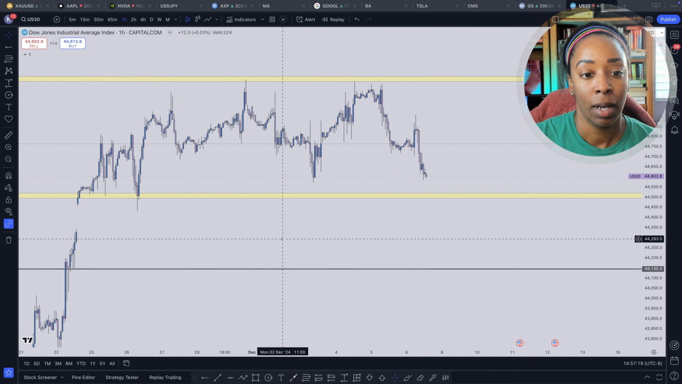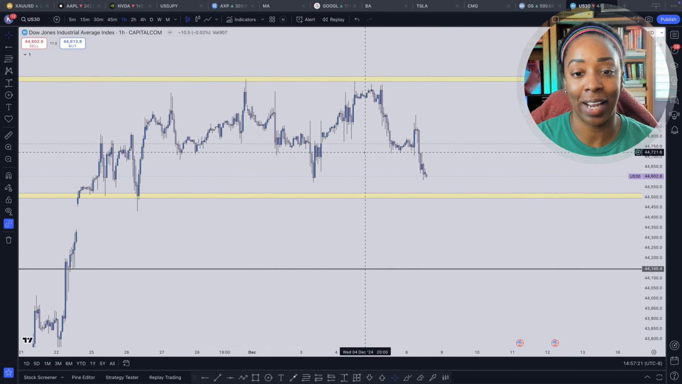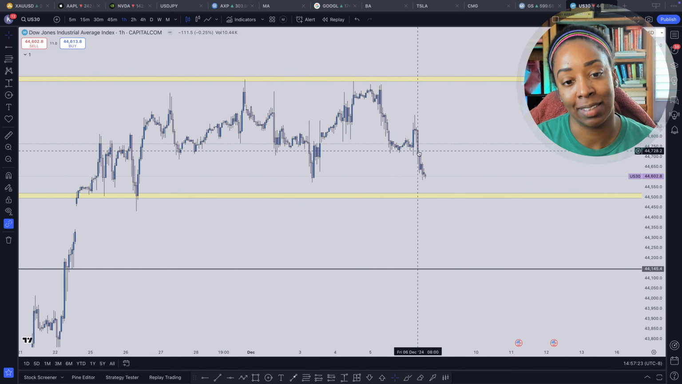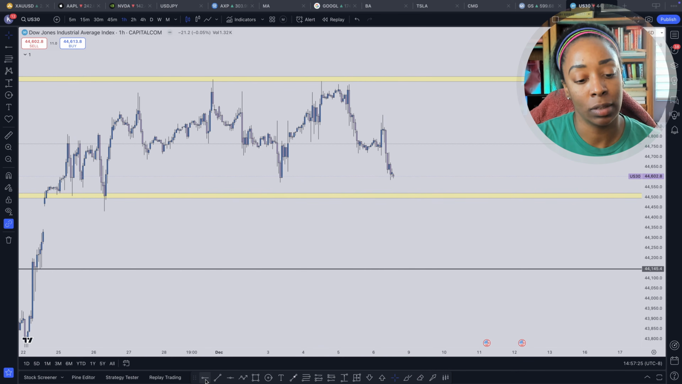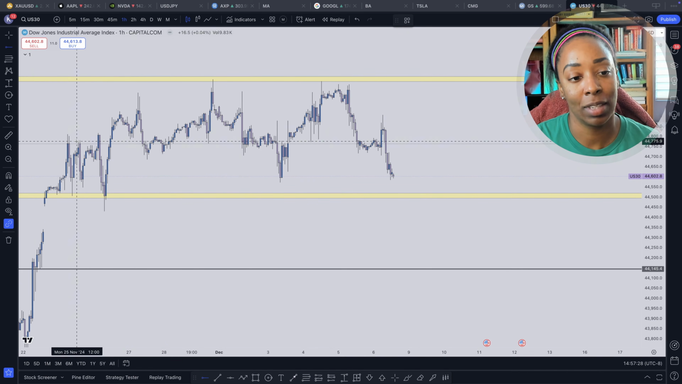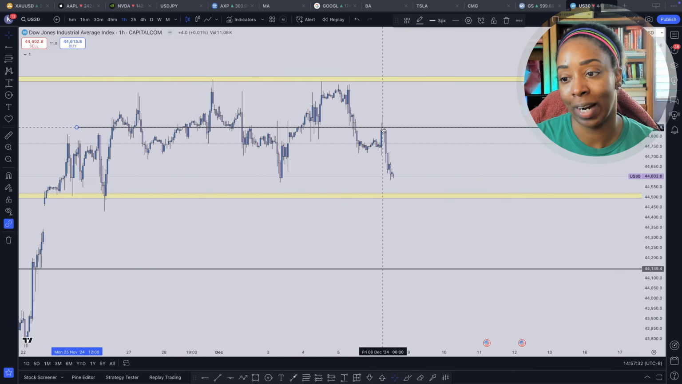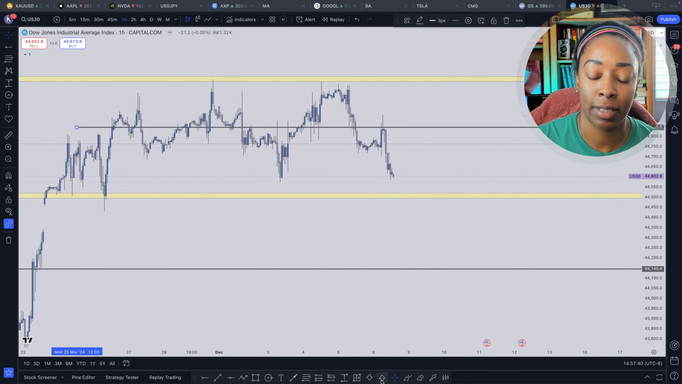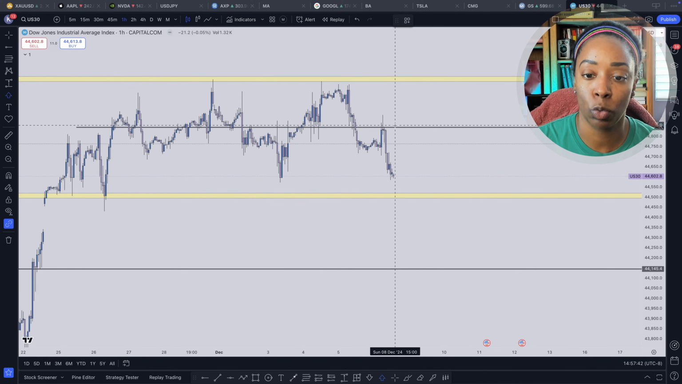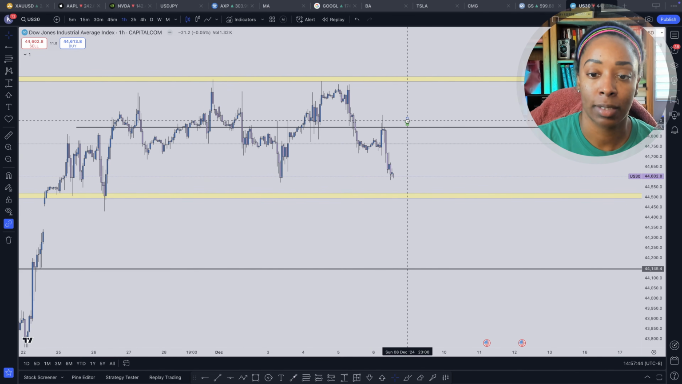upcoming week. All right, so this whole area is totally messy. So what I would want to see, something that would make me comfortable with buying, is seeing price above this level right here of 44,843. You could actually round that up to 850 and you'd totally be fine. At least that is my belief for my own trading. So I'm going to mark this up here.